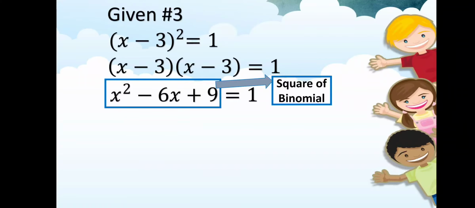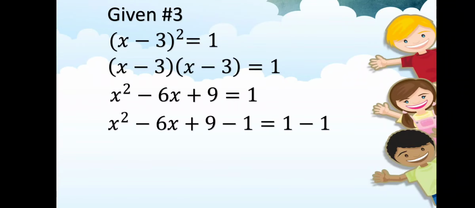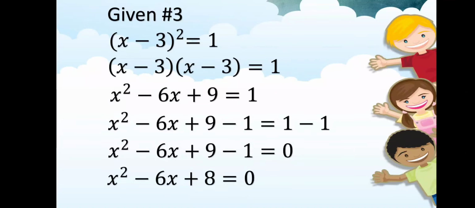Since it is not written in standard form, we need to rewrite it into standard form. We need to subtract 1 from both sides to eliminate 1 on the right side. So that will be x squared minus 6x plus 9 minus 1 is equal to 1 minus 1. Then simplify again. We have x squared minus 6x plus 9 minus 1 is equal to 0. Finally, we have x squared minus 6x plus 8 is equal to 0. We can now proceed in factoring since it is already written in standard form.